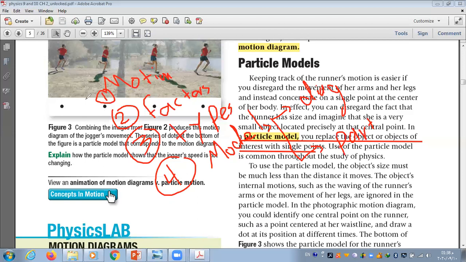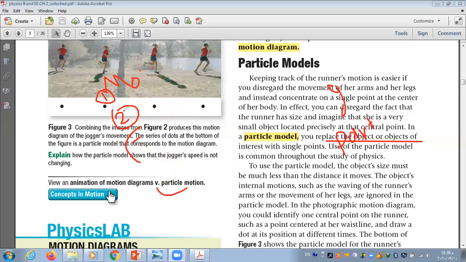What is the meaning of motion? Okay, we said motion: when an object changes its position, we consider it in motion. What are the two factors?